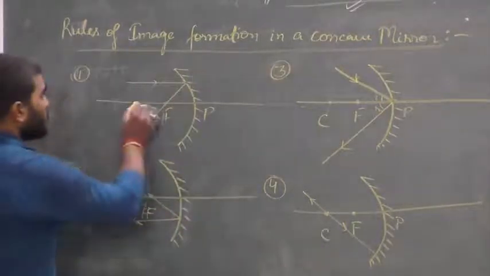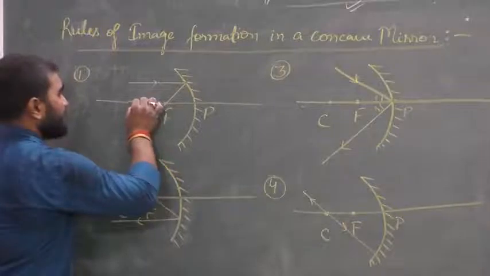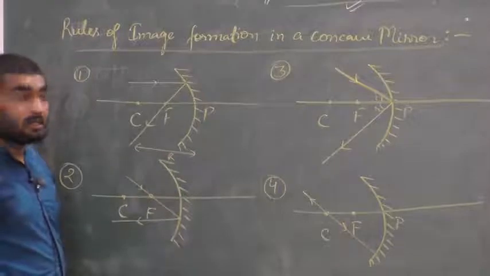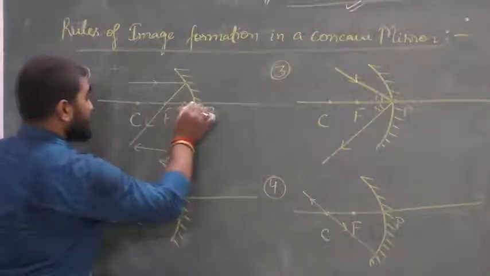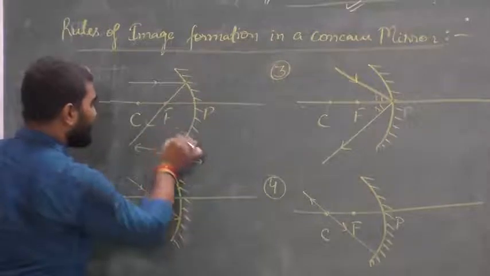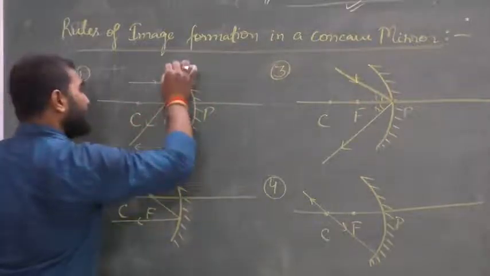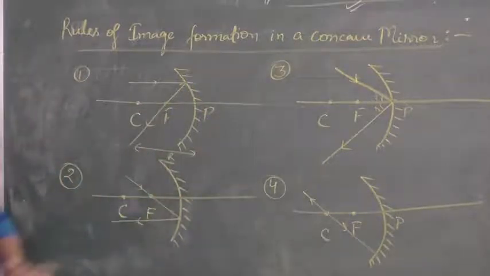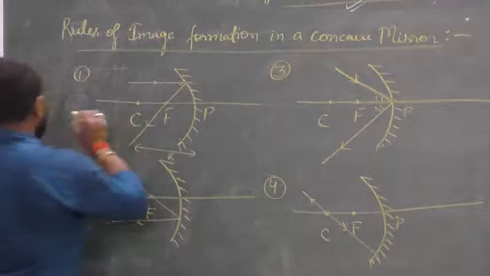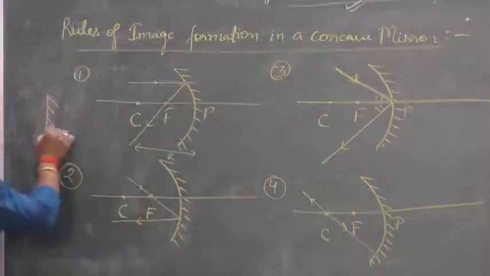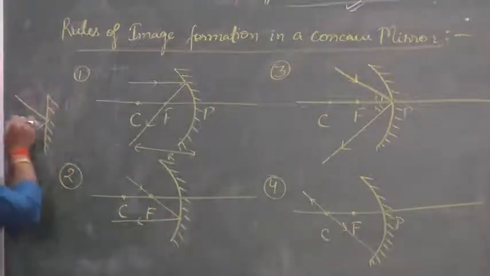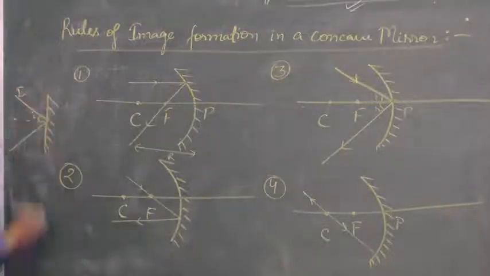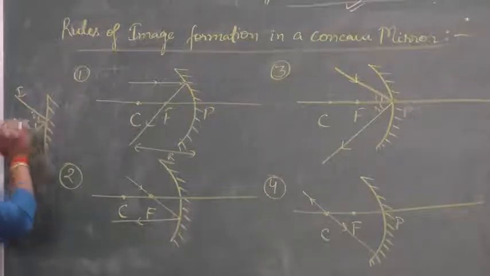Okay, the distance from the center of curvature to the pole is called the radius of curvature. This radius will be perpendicular to the surface here, here, here, here, meaning at each and every point of the surface, the line from the center of curvature will be perpendicular. So as we know, the angle of incidence and angle of reflection are what? The angle between the incident ray and the normal is called the angle of incidence, and the angle between the reflected ray and the normal is called the angle of reflection.